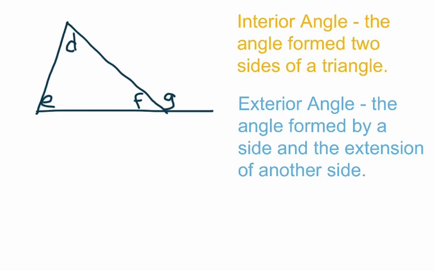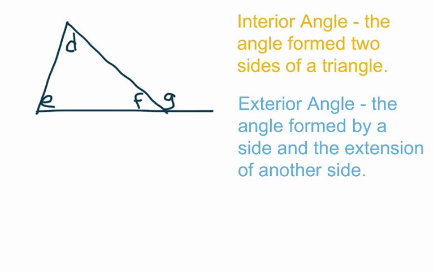We also have angle E, which is interior, formed by these two sides here, and angle F formed by these two sides here. So angles D, E, and F are all interior angles. Our next term is for what are called exterior angles, and that is the angle formed by a side and the extension of another side.